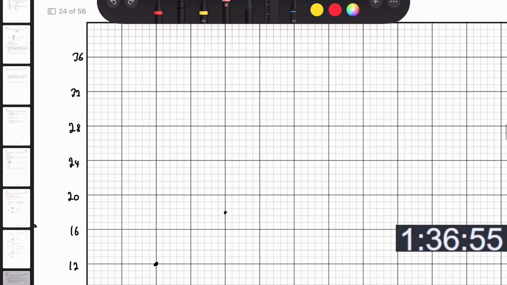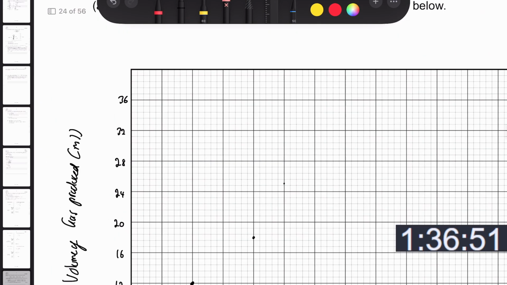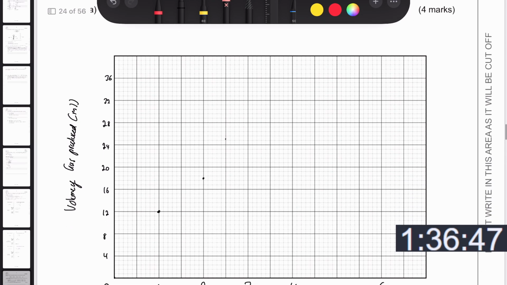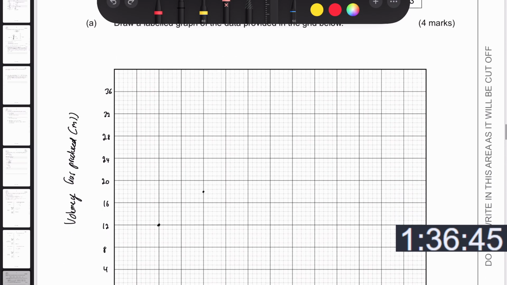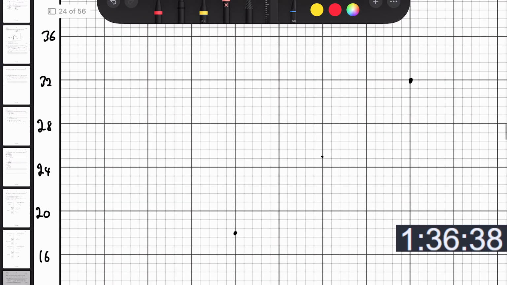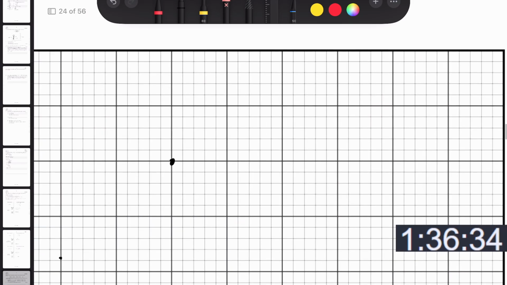0.8, so that's 3, and then about a little bit past 1, right there. And then at 4 we are at 32, so there. And then at 5 we're at 33, so right there. And then at 6 we're also at 33.